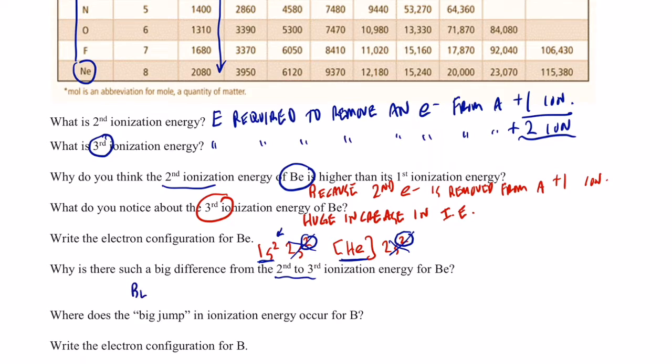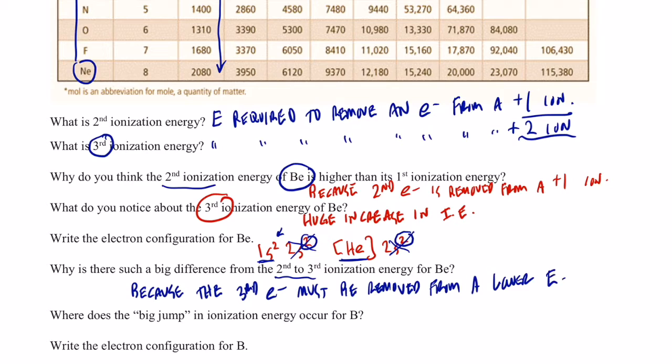And that's because the third electron must be removed from a lower energy level, lower than the first 2 that I had to take away. So when that happens, when you get closer to the nucleus, it becomes even more difficult to remove that next electron.